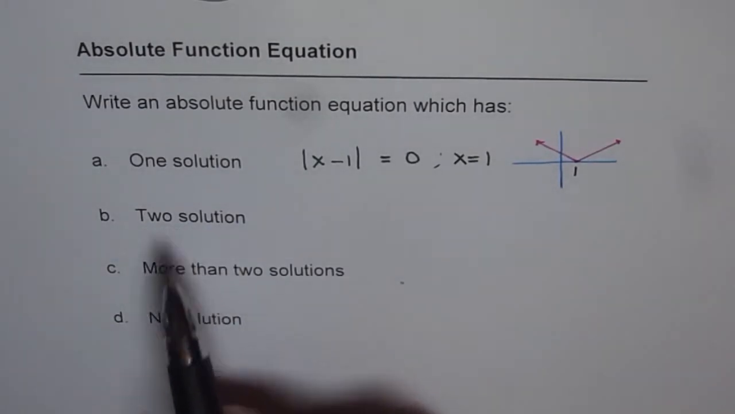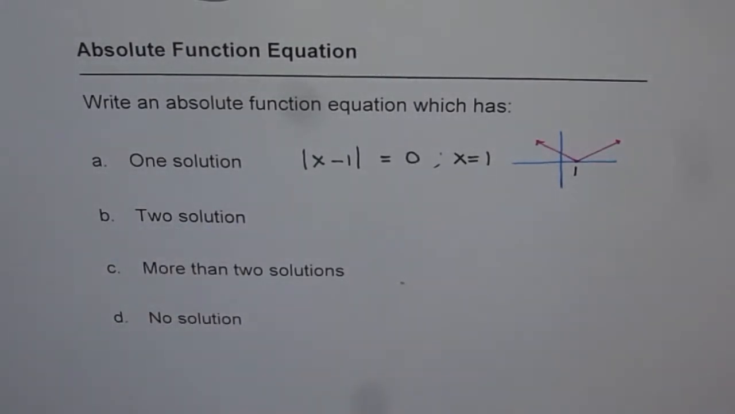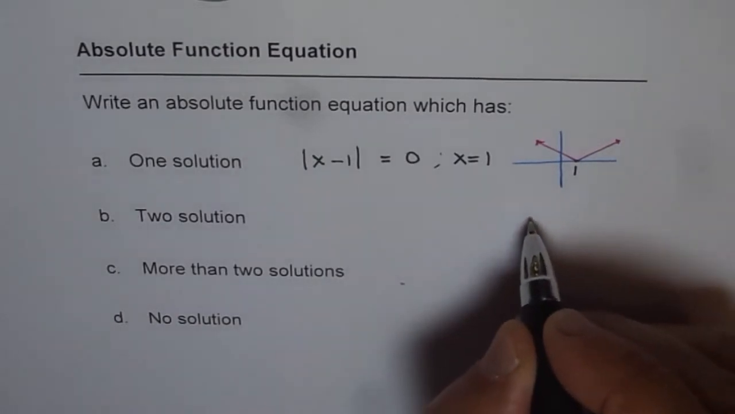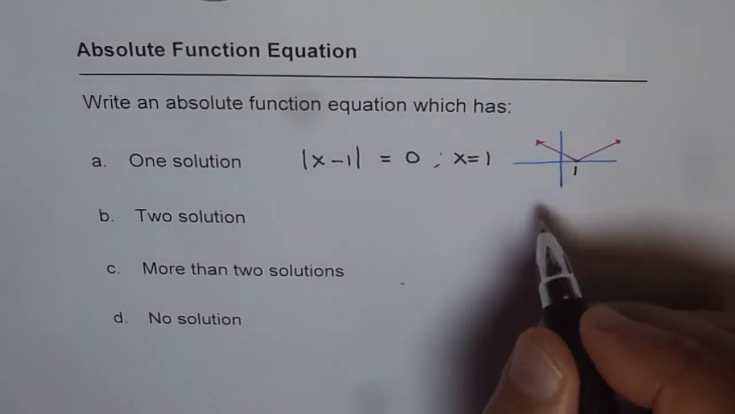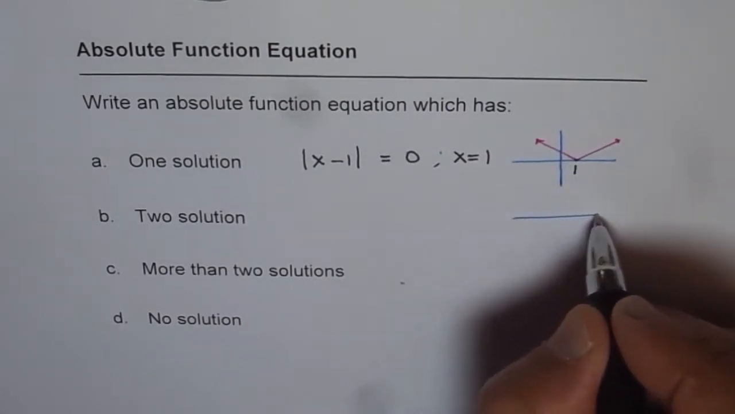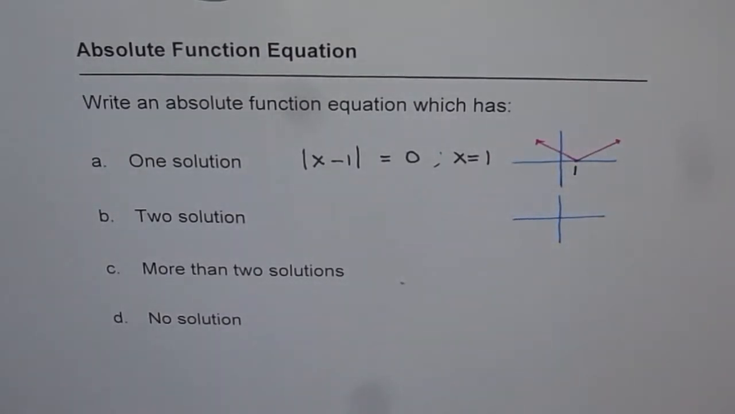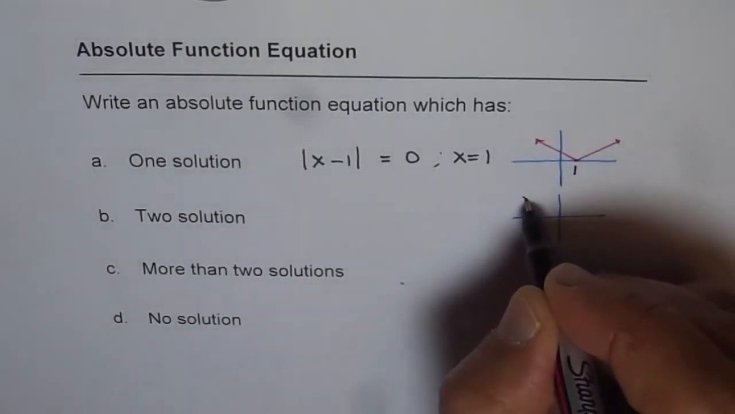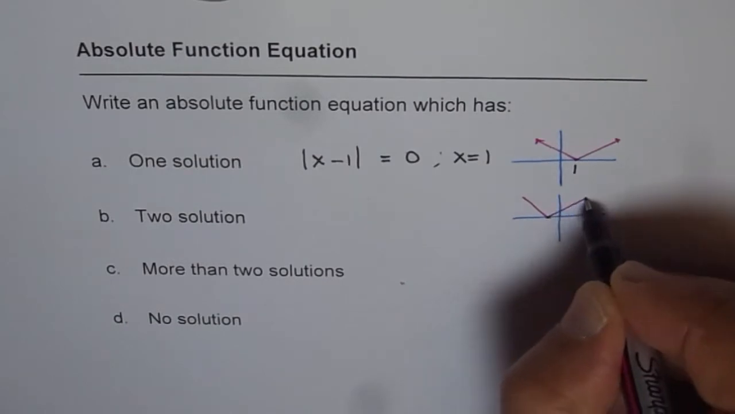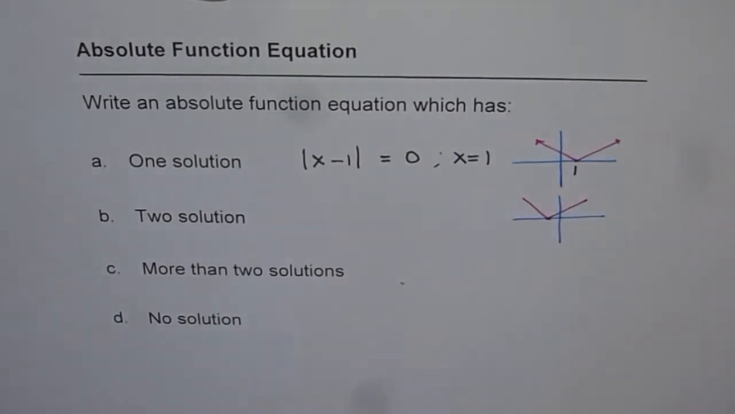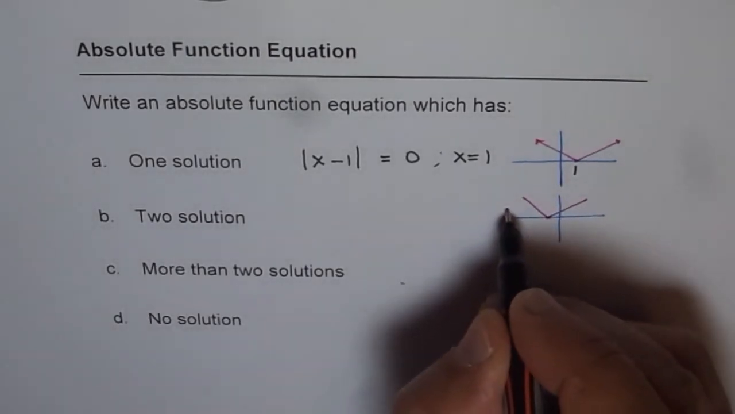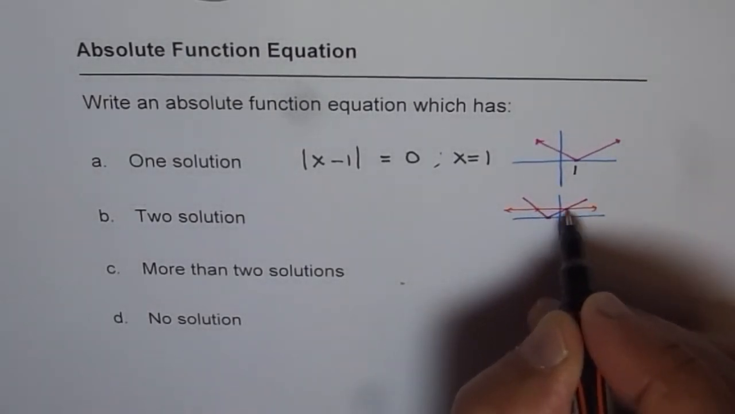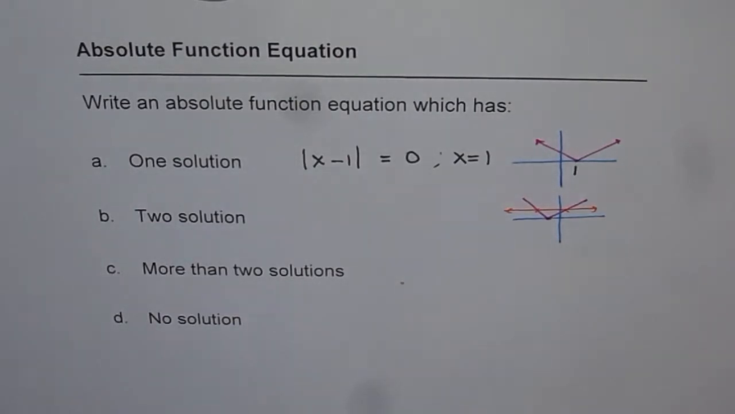Now let's look into two solution possibilities. For two solutions, let's consider the same function, but this time we'll draw a similar function and change it a bit. Let me draw it on that side, that is, move one unit to the left. Now if we are looking for two solutions, that means we are looking for a value which will cross at two places. So that is what we are looking for.